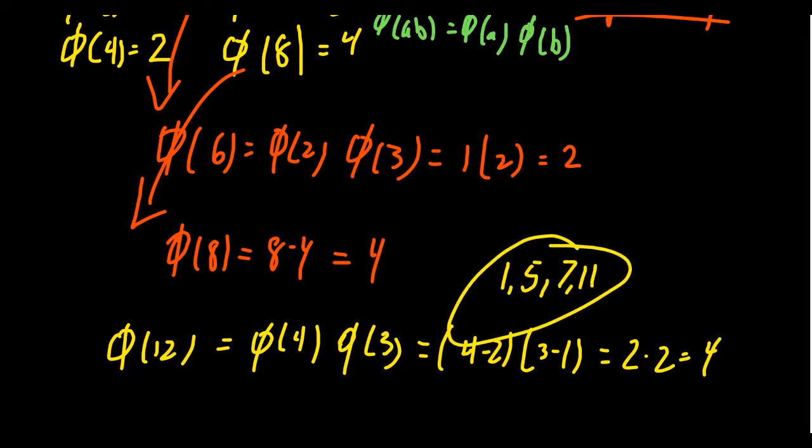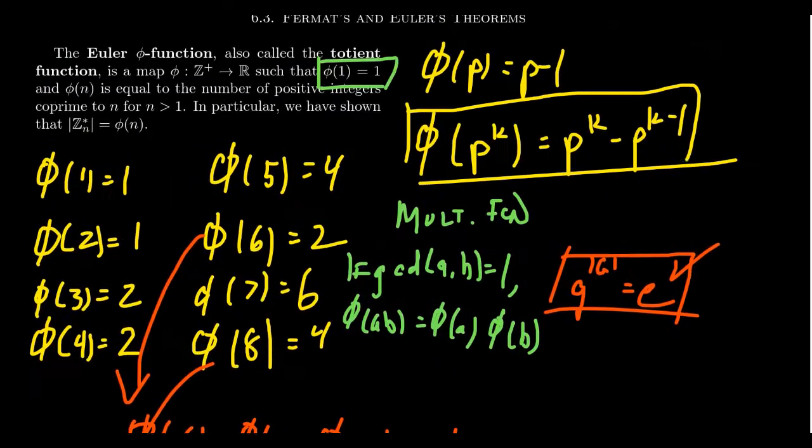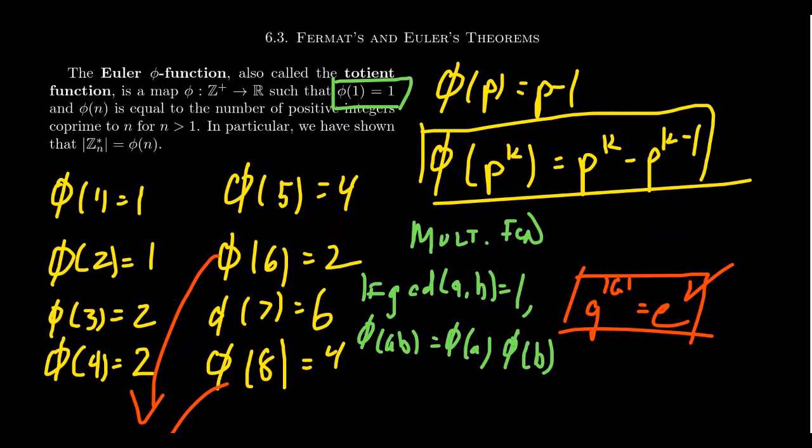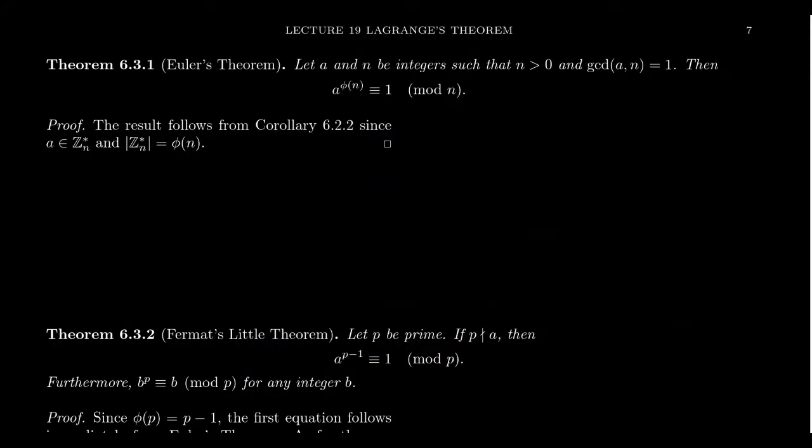So calculating the totient can be very useful. Why is it so useful from a group theory perspective? Well, if you take the multiplicative group mod n, we've seen that the elements in this group will be those elements co-prime to n. Well, if phi counts the number of elements co-prime to n, the order of this group will always be phi of n. All right, so let's now talk about Euler's theorem.